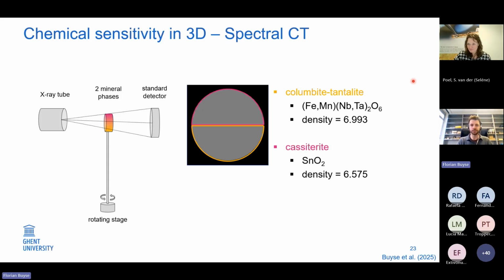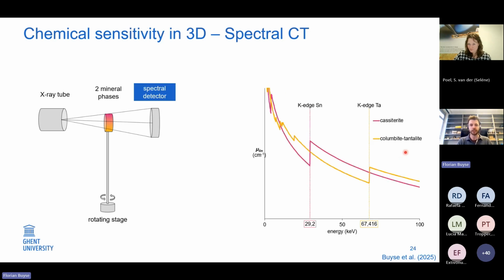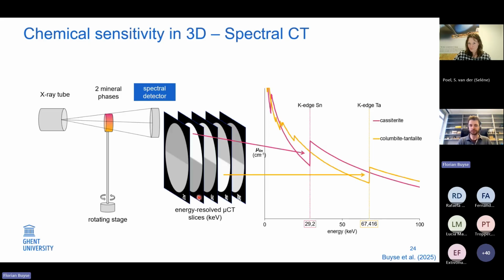I was looking into high density minerals. For instance, these two, just to give you an example, have also different density, different mineral composition. But by replacing the standard detector with a spectral detector, you can really resolve these energies. Since it's energy sensitive, you can resolve these K edges for each element. So for instance, the K edge of tin is somewhere around 29.2, and for tantalum is around 67 keV. So this is what I looked into.